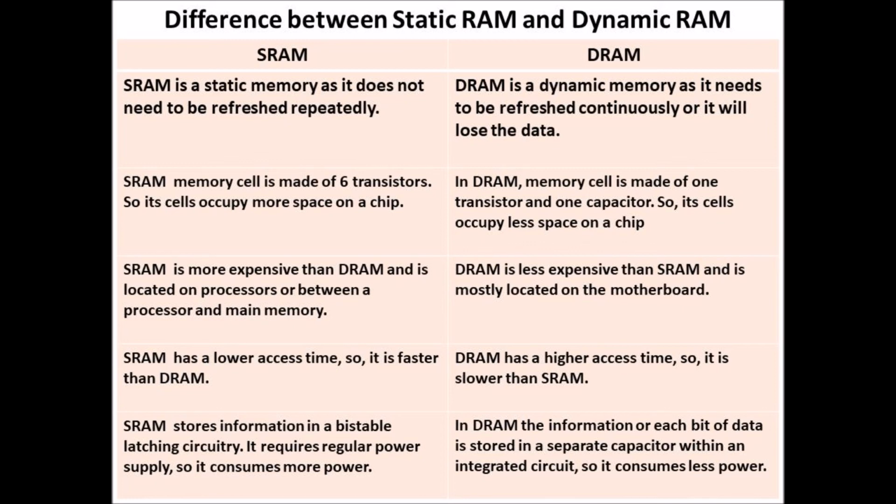Fifth one, SRAM stores information in a bistable latching circuitry. It requires regular power supply, so it consumes more power, whereas in DRAM, the information or each bit of data is stored in a separate capacitor within an integrated circuit, so it consumes less power.